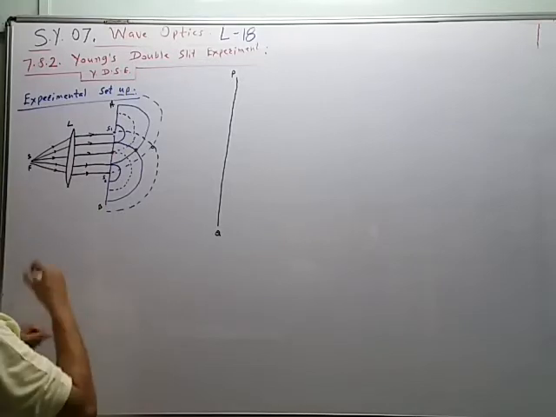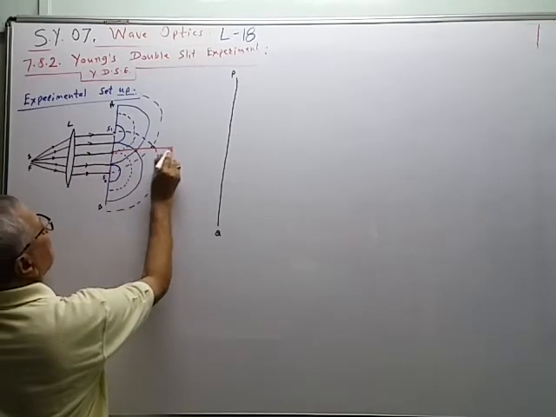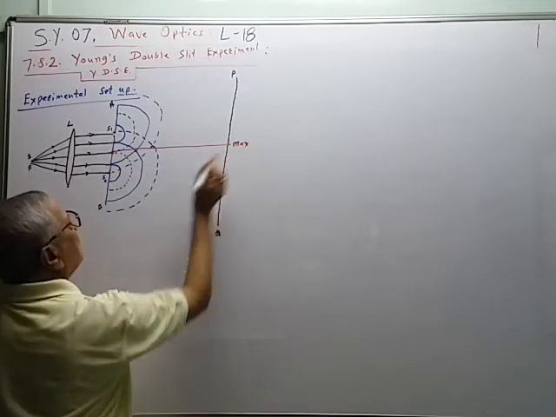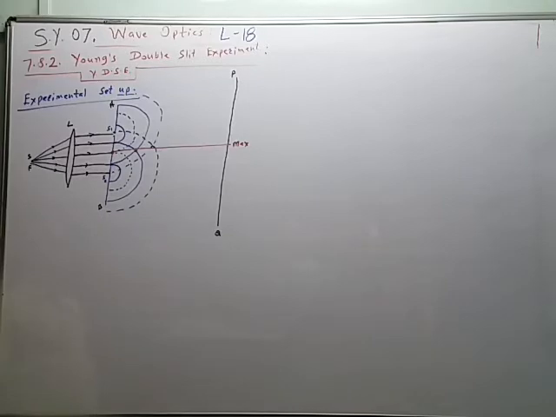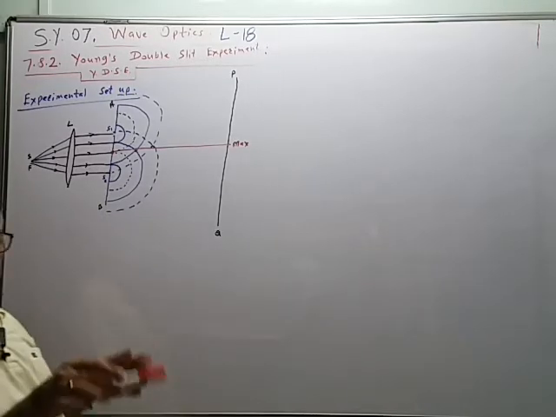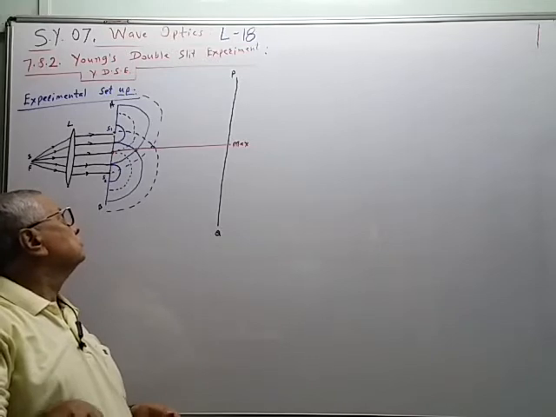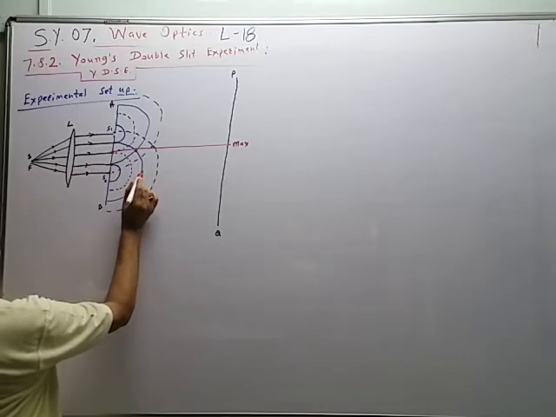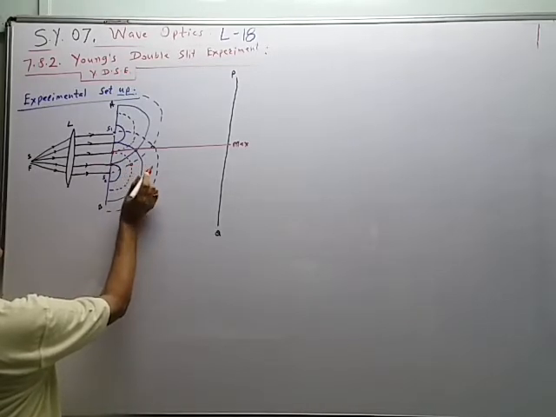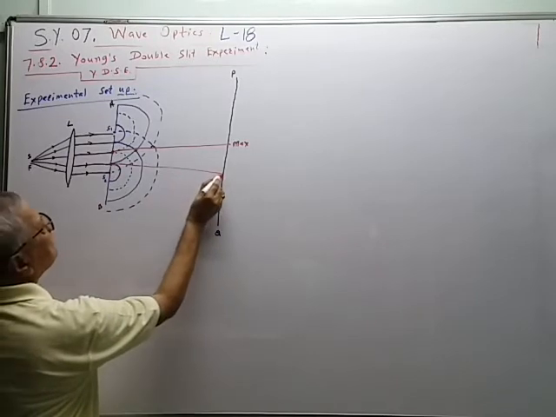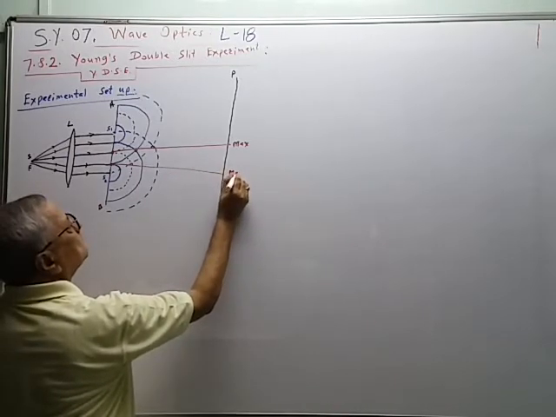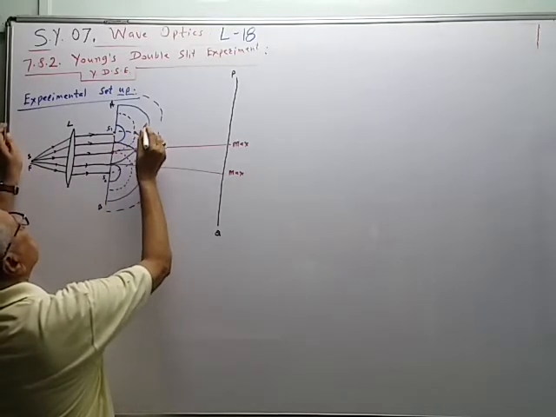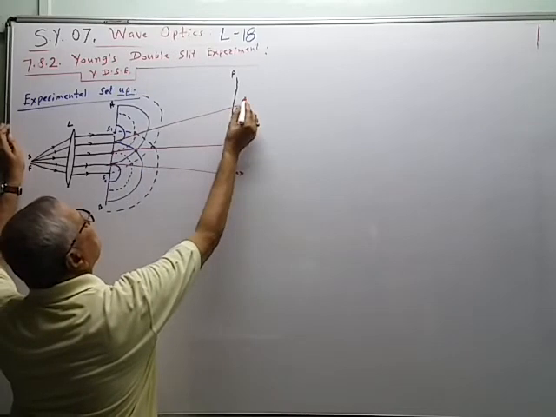So this is a maximum intensity. All the points on this line are having maximum intensity. So this will be a bright band. Now this is also the point of constructive interference, like this. So this is another bright band. On above, this is constructive interference, point of constructive interference. So this is also a bright band.